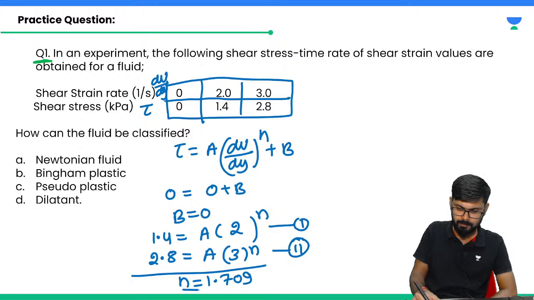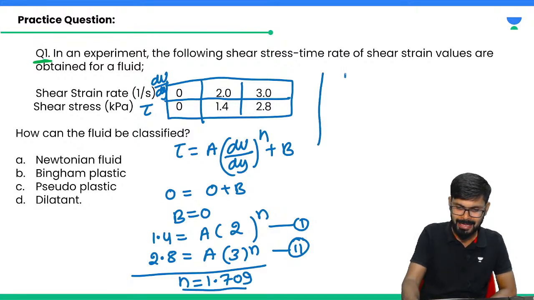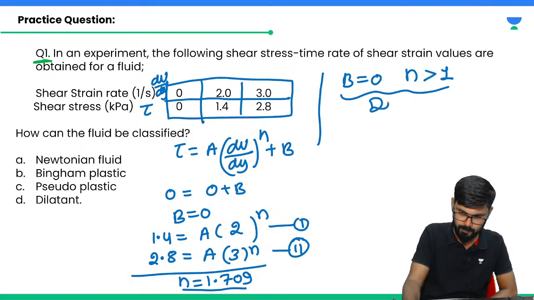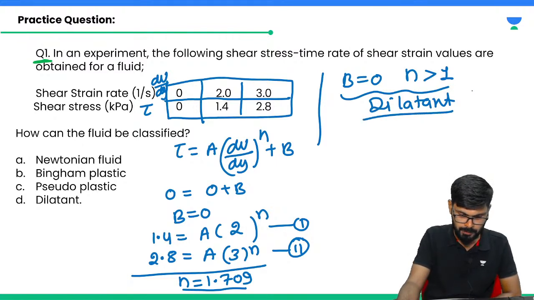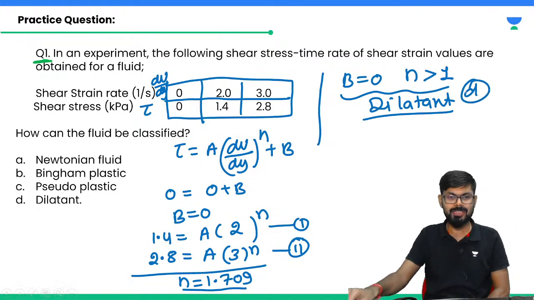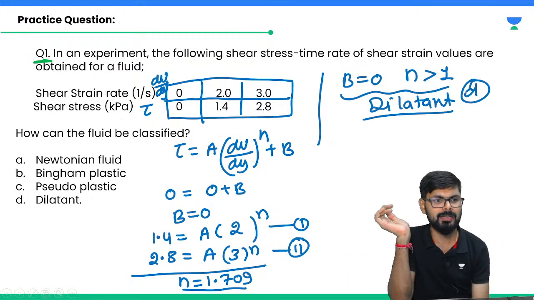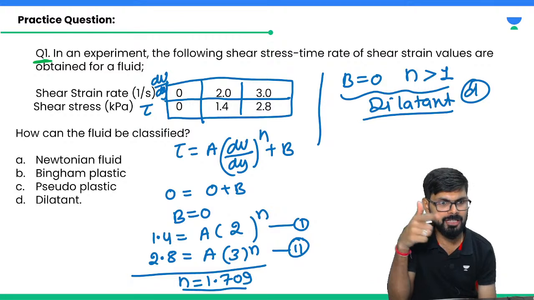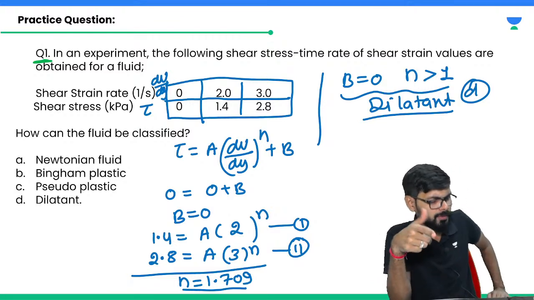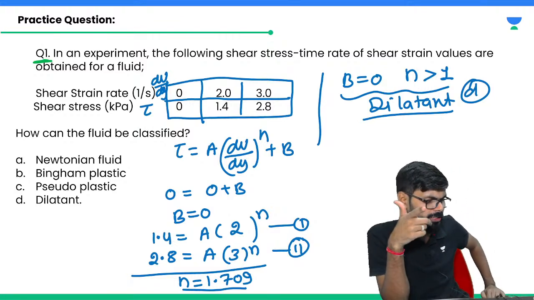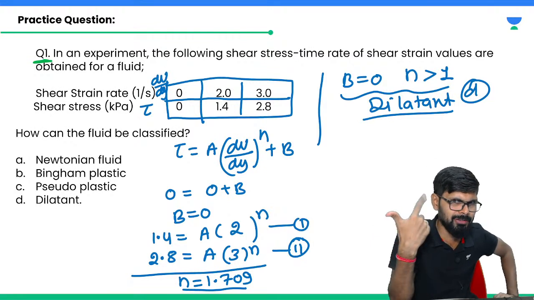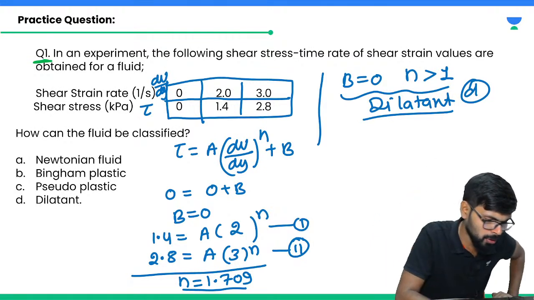Check. So here you are getting like b value is 0, n value is greater than 1. Means it is a dilatant. Dilatant, correct. D is the correct answer. So this type of questions may be asked in GATE exam. Earlier this question is, I think, GATE question only. This question is GATE only. I forget whether it's a mechanical or civil, I don't know.